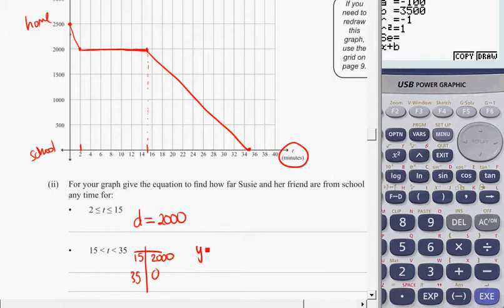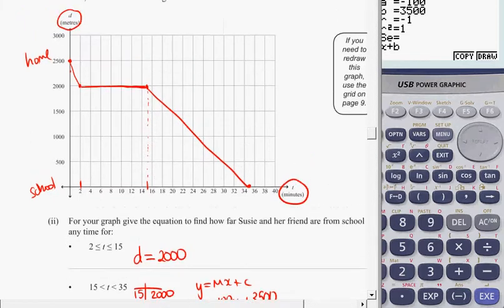So if we start with the y equals mx plus c, or ax plus b is the calculator that gives. The gradient is negative 100, and c is plus 3500. Using the letters that they use, for the school up there, there's a d. D equals negative 100 times t for time plus 3500, which is absolutely fine.